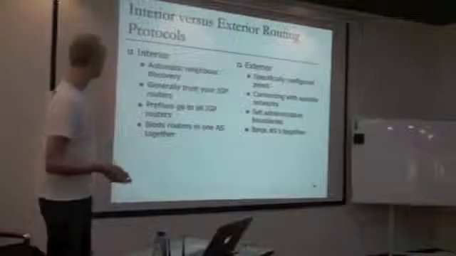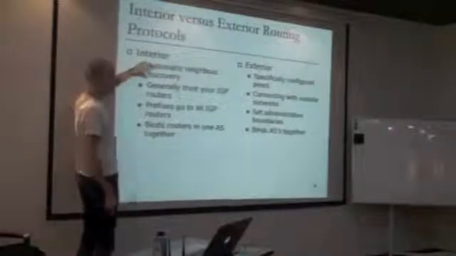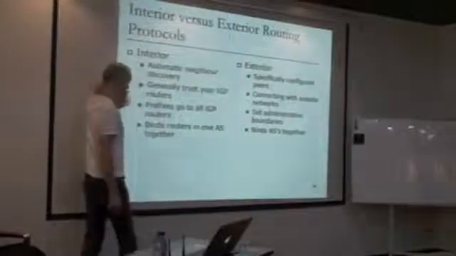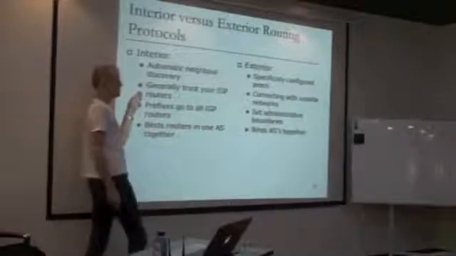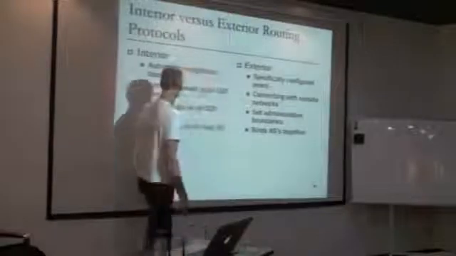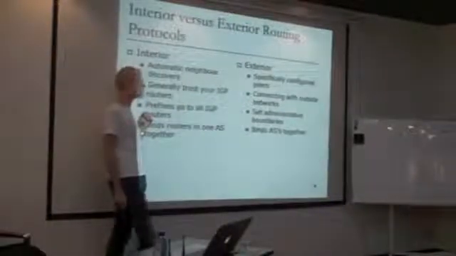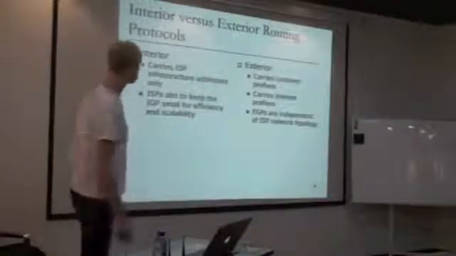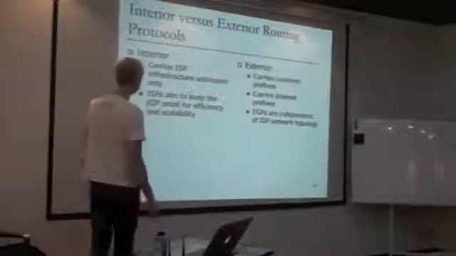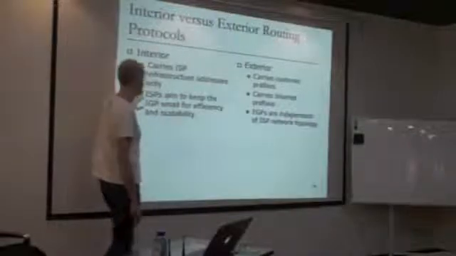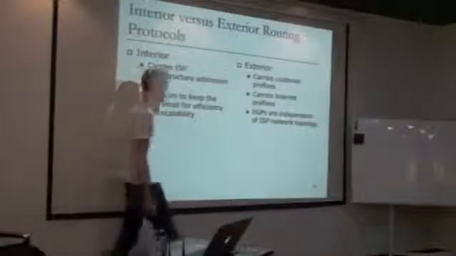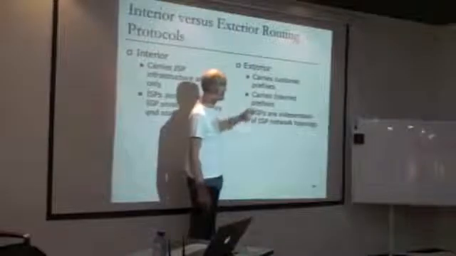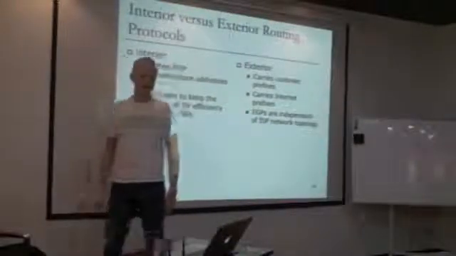As I showed you on Monday, comparing the two, automatic neighbor discovery for ISIS, specifically configured peers for BGP. You can trust your IGP routers, but here you're connecting outside the network. Prefixes go to all IGP routers, whereas with BGP, we set administrative boundaries. Right, so ISIS carries the infrastructure addresses only. You keep ISIS as small as possible for efficiency and scalability of the network. Whereas BGP carries your customer prefixes, your internet prefixes, and of course the EGPs are independent of ISP network topology.